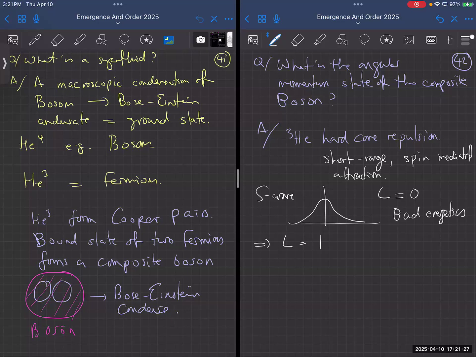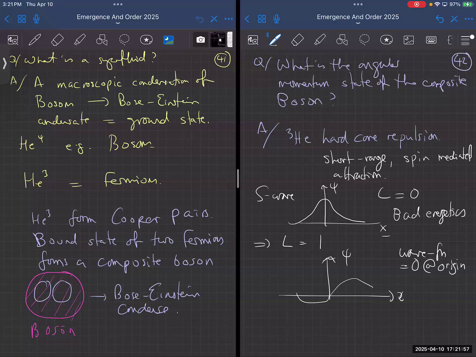Because that way, the wave function for any other state always goes to 0 at the origin. So the wave function equals 0 at the origin. So that is an allowed state. The L equals 1 orbital angular momentum state is a state that would satisfy the energetic constraints for superfluid helium-3.